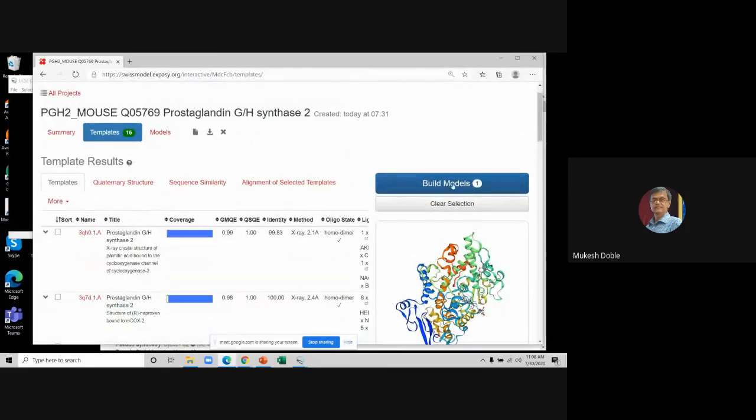Okay, now we can say build model. So I select only one. Sometimes we can select 2, 3 like that also. So it will take all the 2, 3 and then try to build your protein, by taking all of them.